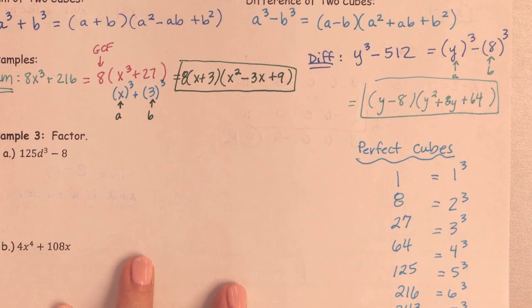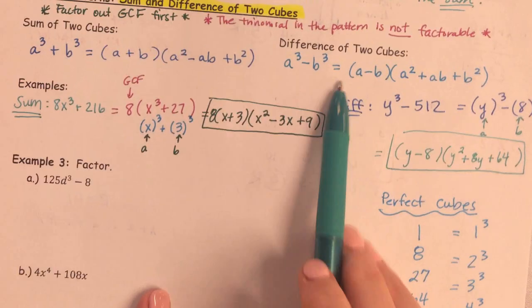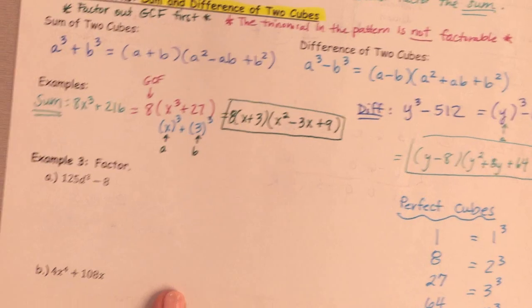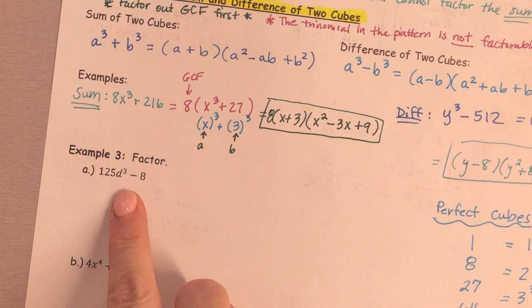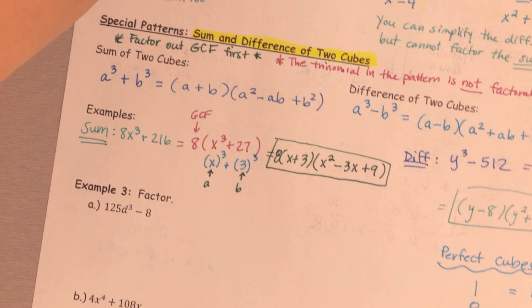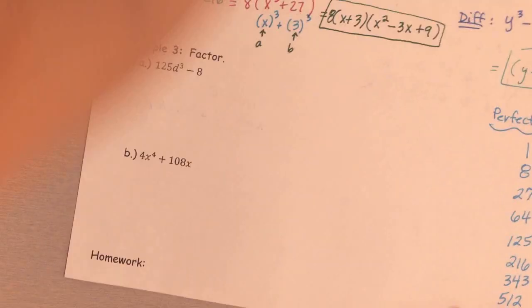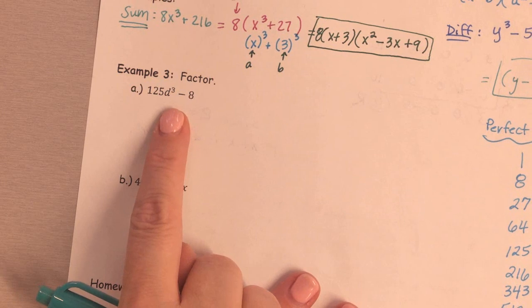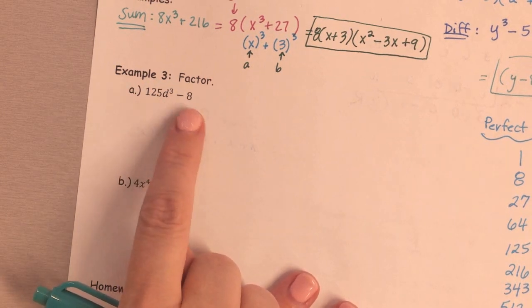The minus is only going to affect which pattern you use, whether it's the difference or the sum. So anytime there's a minus in between, you'll use the difference of 2 cubes, and anytime there's a plus, you'll use the sum of two cubes. So for this one, it's the difference. Okay, let's see if they have anything in common.